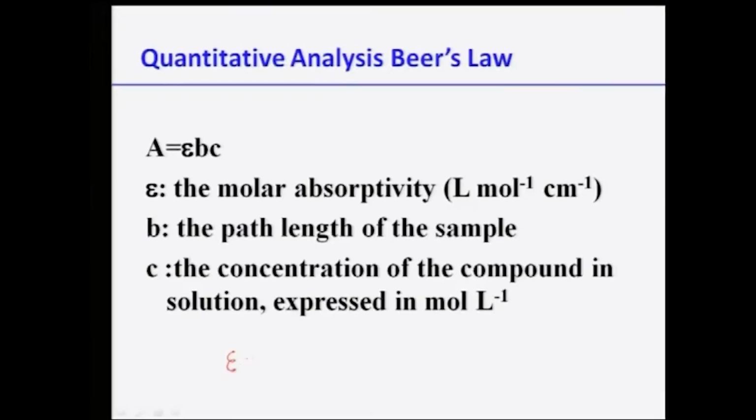The corrected absorption is called the molar absorptivity, or molar absorbability, and it is determined using this formula given here: A by BC, where A is the absorption, B is the path length through which the radiation is passing, and C is known as the concentration. So this can be done.